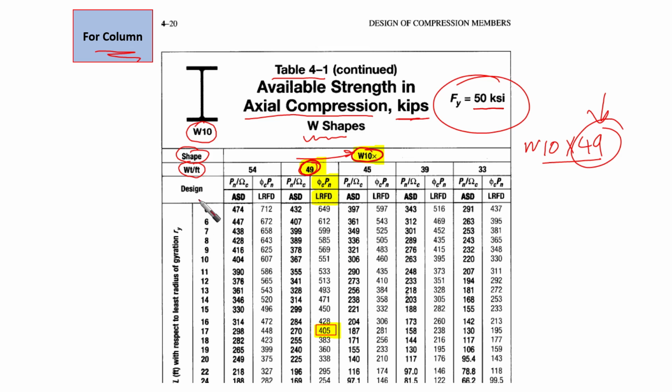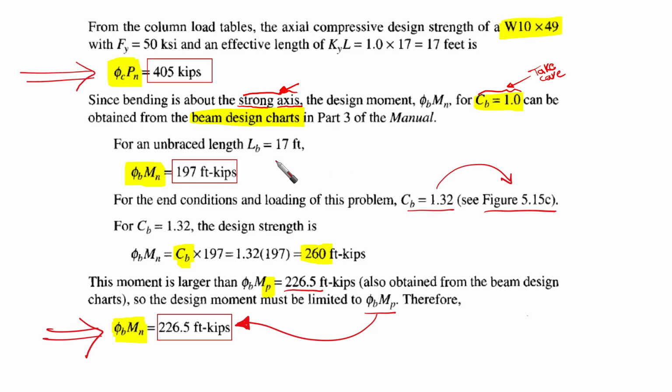Then we are going to choose here the KL with respect to the least radius of gyration, which is r_y. We can find this is 17 here. It is 1 times 17. This is the effective length. And then we can go for this one here and this one here. We can find 405. This is the available strength in axial compression for the element. Let's go back. Yes, it is 405 kips.